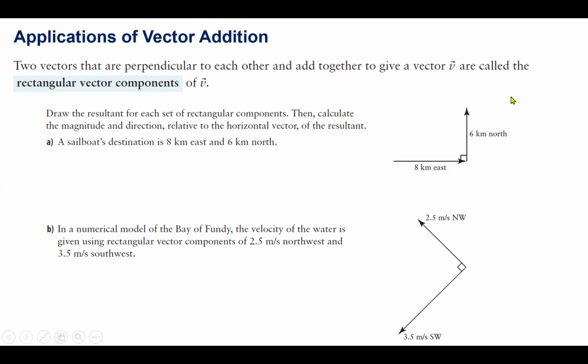First, a sailboat's destination is 8 kilometers east and 6 kilometers north. Second, in the numerical model of the Bay of Fundy, the velocity of the water is given using rectangular vector components of 2.5 meters per second northwest and 3.5 meters per second southwest. Okay, I'll give you 4 minutes to have a look at these two questions. Can you find the resultant vector?